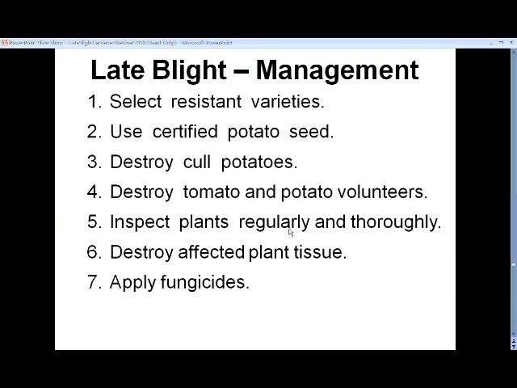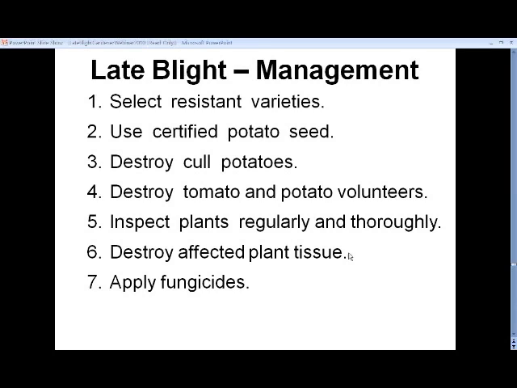Continuing on in management, the next step is to inspect those plants regularly and thoroughly. You want to be out there at least every week looking for symptoms of late blight. You want to look carefully throughout the plant. If you see affected tissue, you want to destroy it.